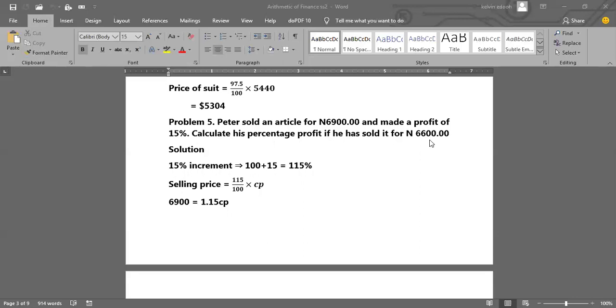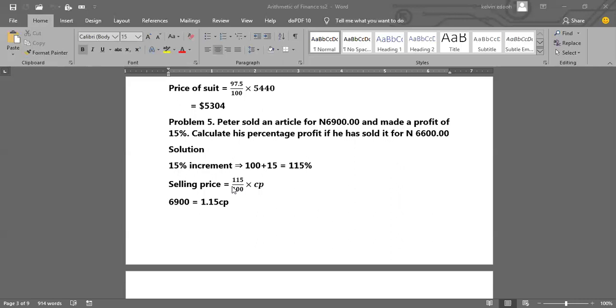Okay. So solution, first of all, remember he sold the goods at a 15% profit. Since he is making a profit, it's just like the cost price was increased by what? 15%. So if you see the cost price as 100%, then it was increased by 15%. That would be 100 plus 15. So that will give us 115%.